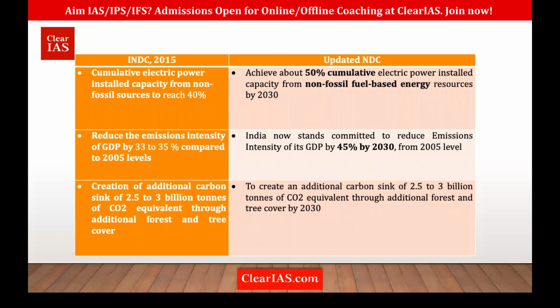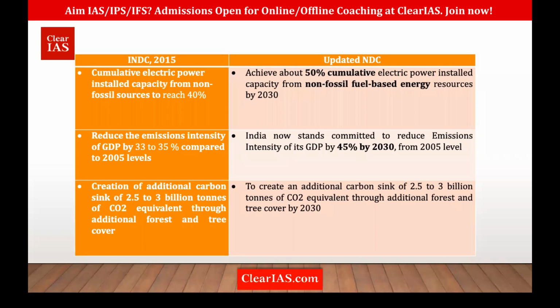Then the second change, that is updation, is with regard to the emission intensity of GDP. Earlier it was 33 to 35%. Now it has increased to 45% by 2030. The emission intensity of GDP is reduced by 45% by 2030, based on the 2005 level. So this is the updation which they did.